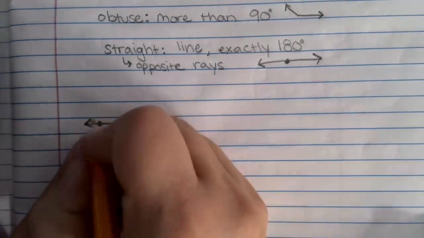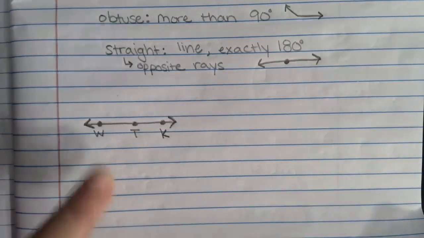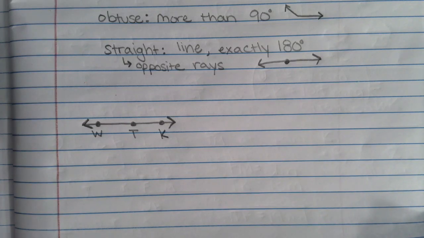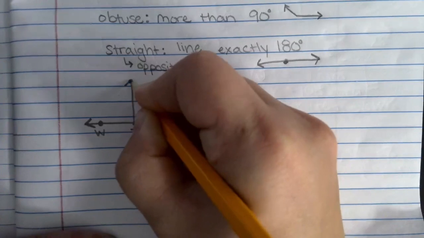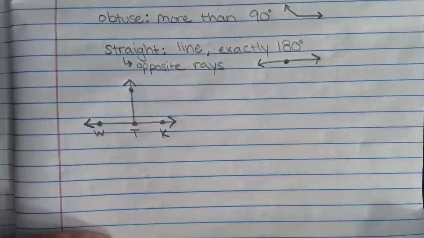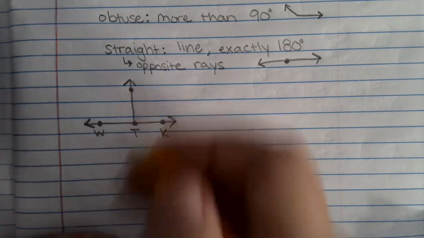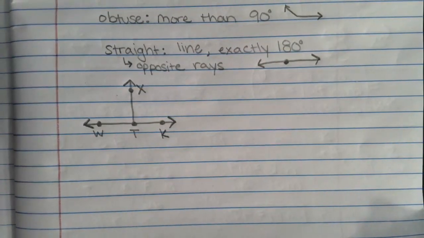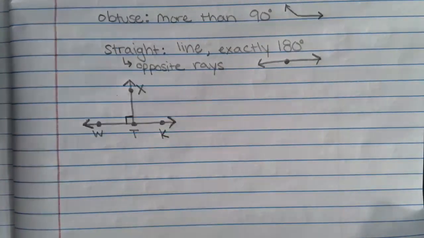For this we have point W, T, and K. All right, and what we're going to do is from point T, we're going to go straight up. We're going to create a 90-degree angle there. And we're going to call that point X at the top. And I'm going to know that that is a 90-degree angle, so I'm going to put that little square in the corner there. That way I know it's 90 degrees.